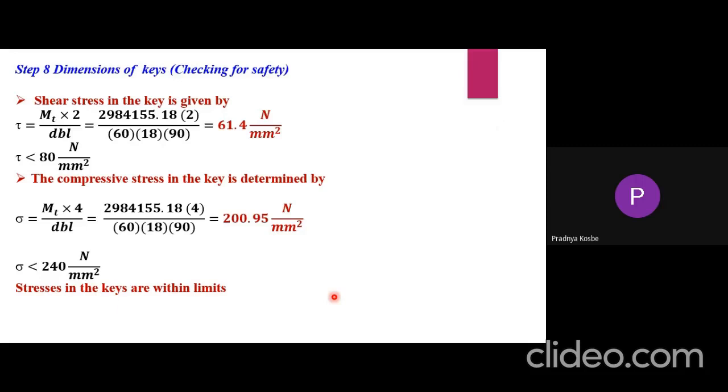So design is safe. So in the case of designing a coupling, you have to find out the dimensions as well as you have to check whether the design is safe under the different developed stresses. So it is the total design procedure with example for design of a coupling.